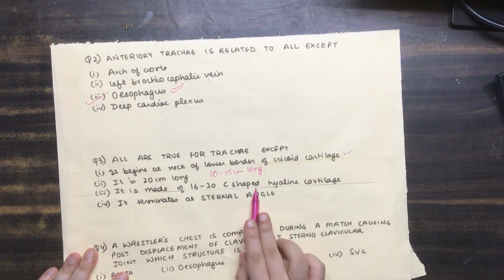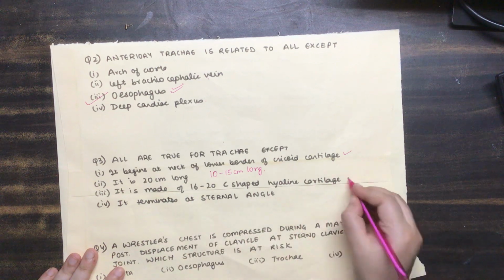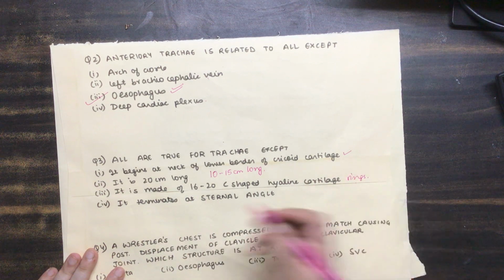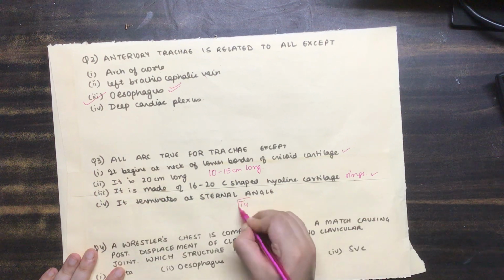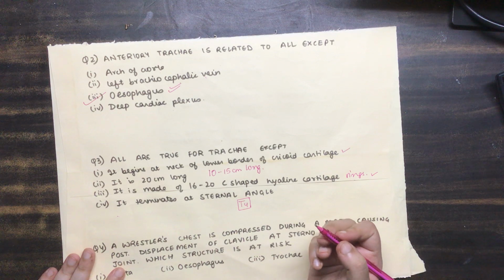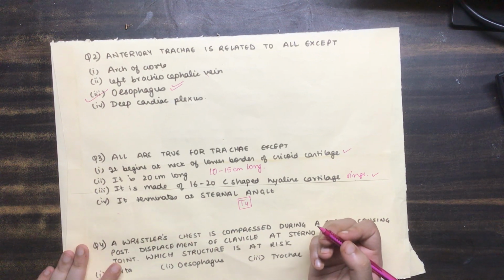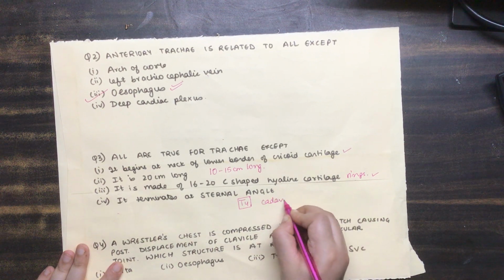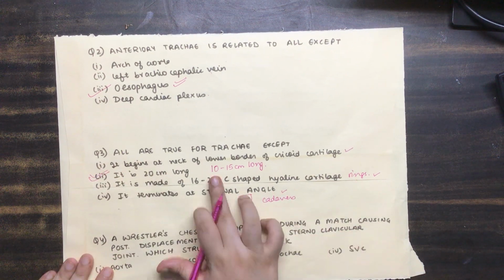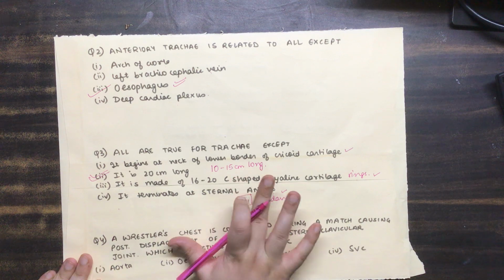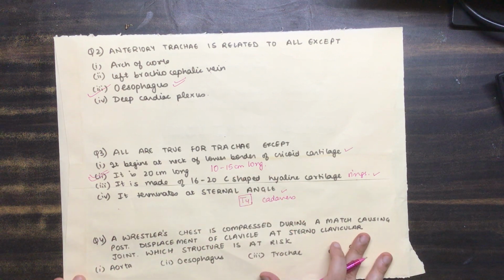It is made up of 16 to 20 C-shaped hyaline cartilaginous rings. So yes, it is made up of these rings. So it is also correct option. And it terminates at the sternal angle. Where is the sternal angle? Sternal angle at the level of T4. And I told you that T4 or T6 level is correct for the cadavers. So this option is also correct. So this is your correct answer. This is wrong statement. It should be 10 to 15 centimeters long. Maximum 15.